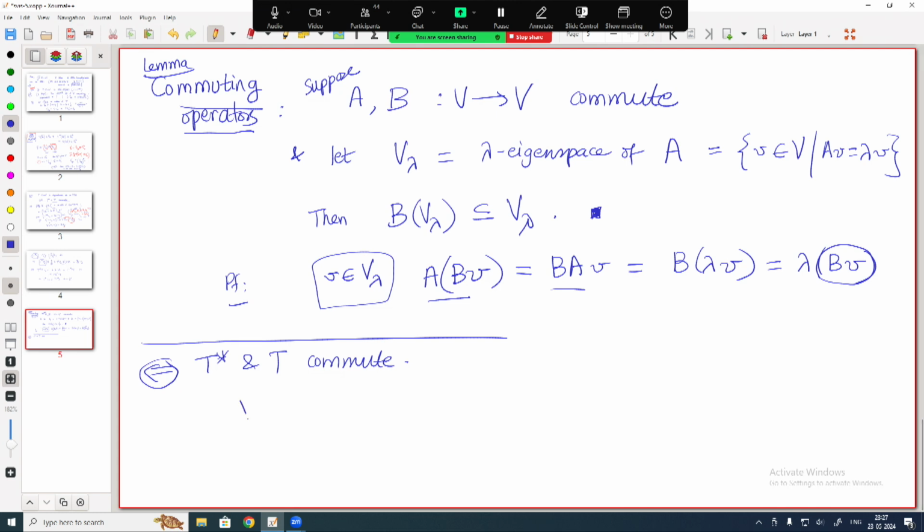Let us do the same thing. Let us take an eigenspace. So, let lambda 1 be an eigenvalue and take V lambda 1, the lambda 1 eigenspace of T.